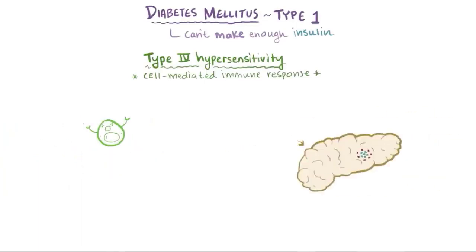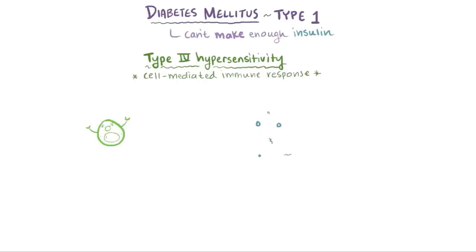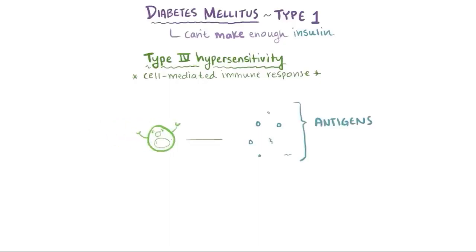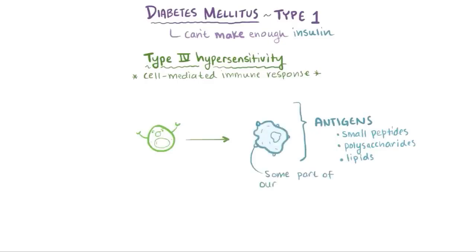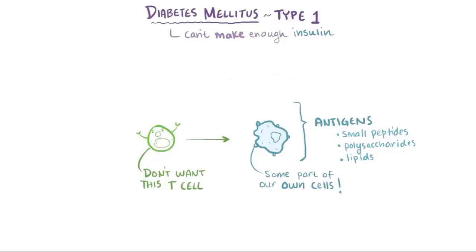As a quick review, remember that the immune system has T cells that react to all sorts of antigens, which are usually small peptides, polysaccharides, or lipids, and that some of these antigens are part of our own body's cells. It doesn't make sense to allow T cells that will attack our own cells to hang around. And so there's this process to eliminate them called self-tolerance.